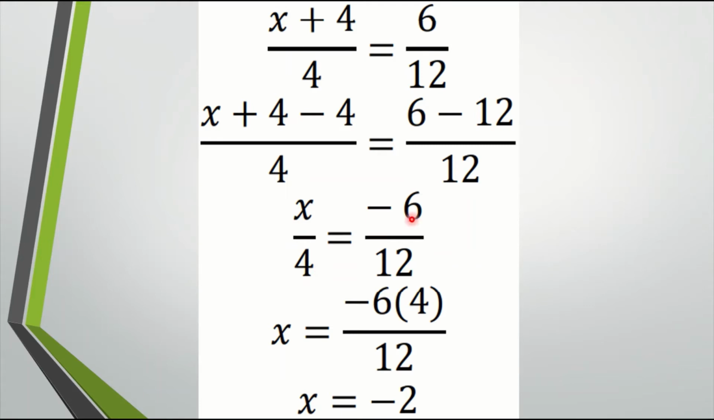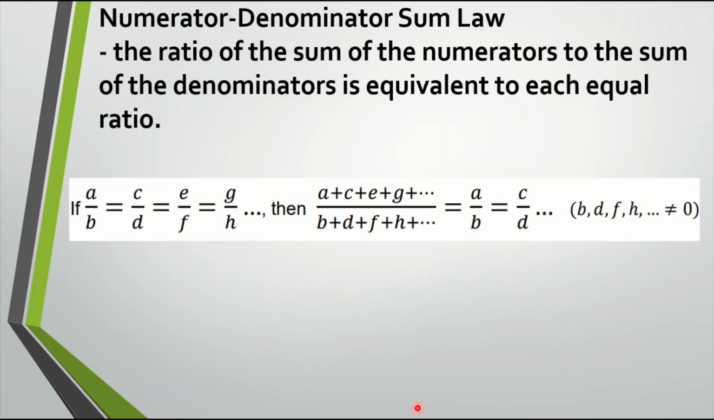So, multiply ulit natin yan. This will become x is equal to negative 6 times 4. Negative 6 times 4 is negative 24. Negative 24 divided by 12 is negative 2.